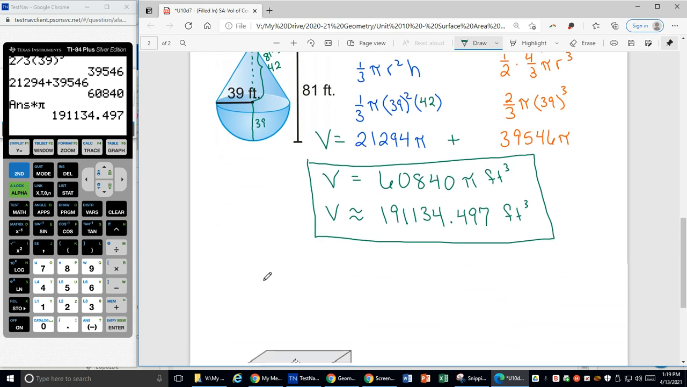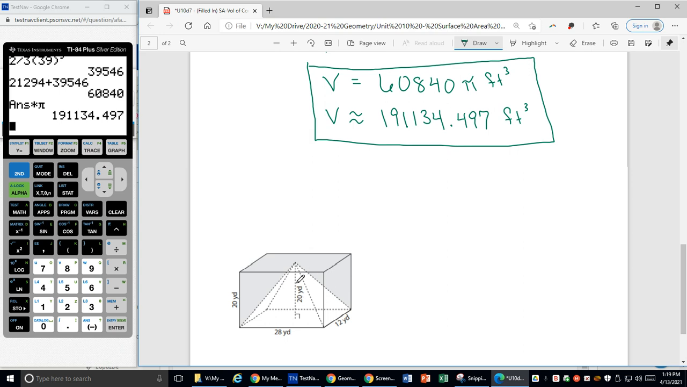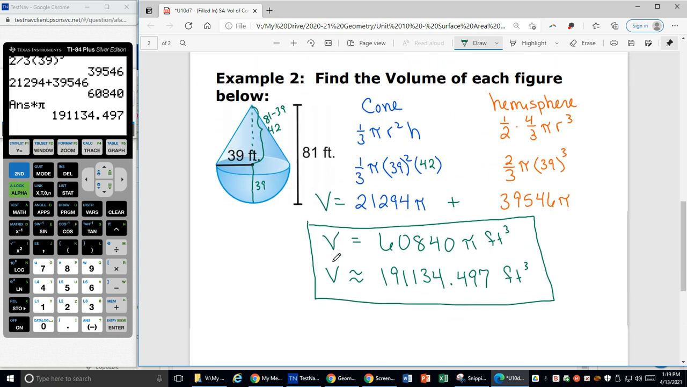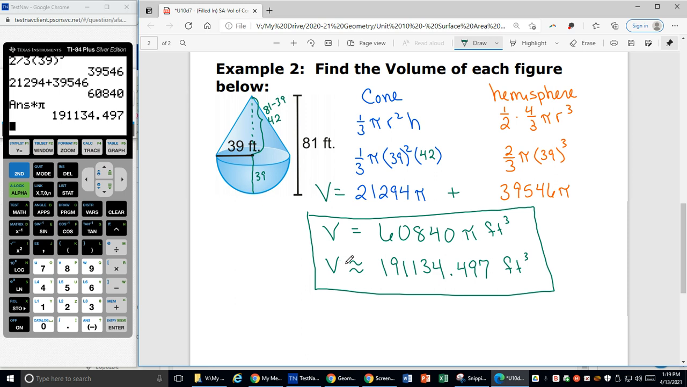Okay, come on back in the next one and we will talk about what to do if part of your shape is missing. So instead of putting two shapes together, we're going to take one shape out of another shape. Okay, so come on back for that last video where we're going to talk about taking away part of a composite figure.